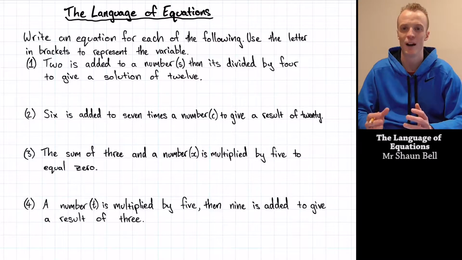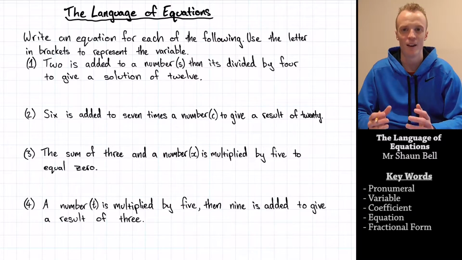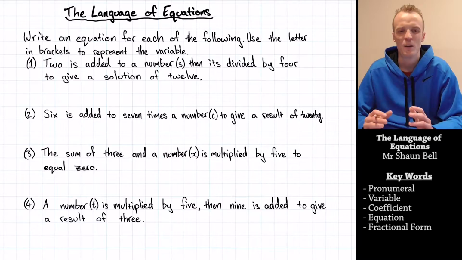There are numerous ways that I can explain equations by using words. But let's say I explain an equation using words. How do we then write that equation out algebraically? We've got: 2 is added to a number, then is divided by 4 to give a solution of 12.